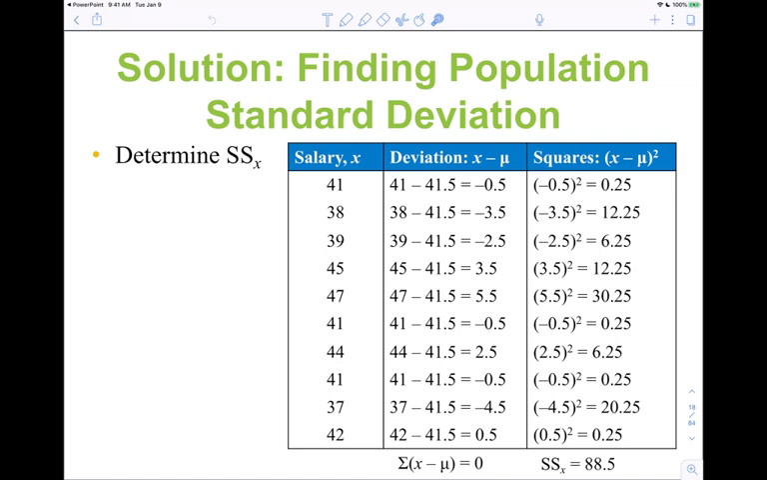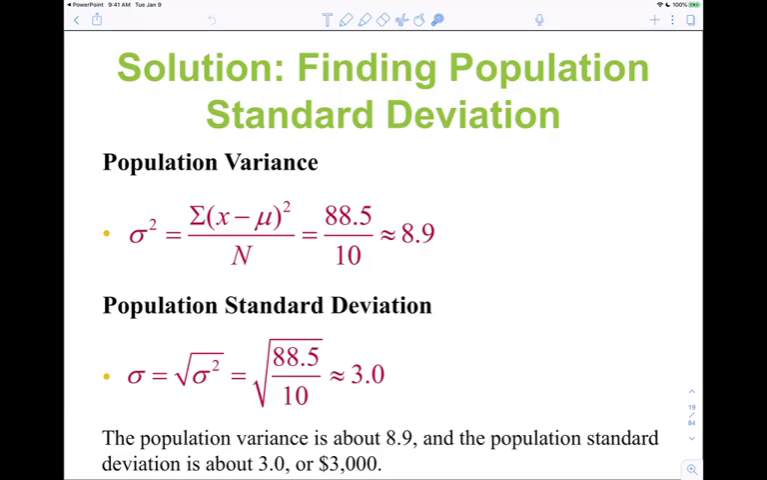So we have our sum of squares. So then for the variance, basically what we do is we take the sum of the squares divided by our big N, and we get that the population variance is 8.9. I think that's 8,900, because it has the same units as the data set. And then the population standard deviation is about 3, or 3,000, right?